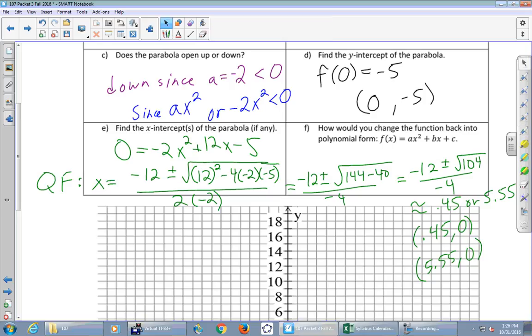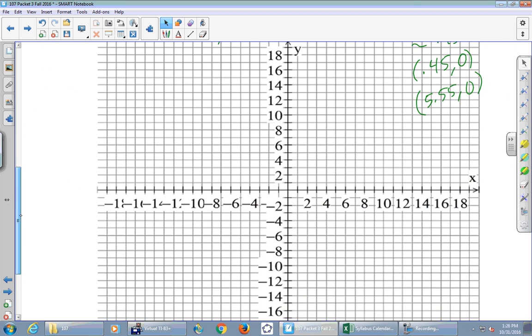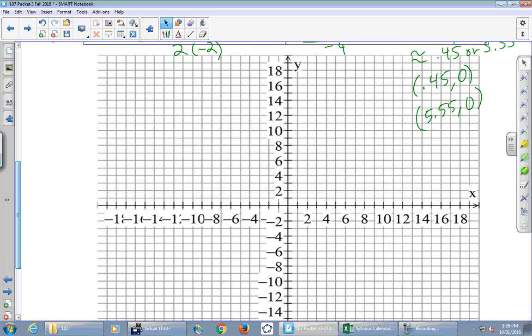Okay, so I think we've got enough information. We just plot all of our points and draw a parabola. Let's give it a shot. Okay, we said 0, negative 5. We'll put a point down there. We've got two x-intercepts. 0.45, just ballpark it. It's not going to be perfect. And then 5.55, maybe there.